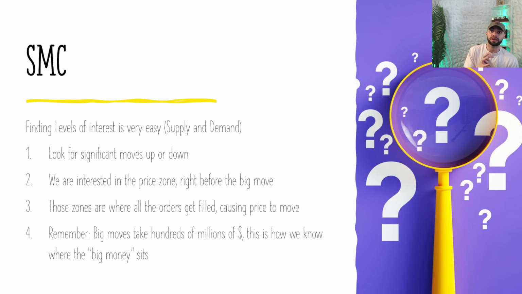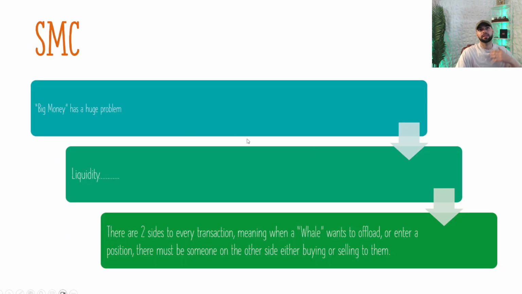So we're interested in the price zone right before the significant moves. Basically, these are my supply and demand zones, right? These zones are where all the orders get filled, causing price to have that explosive reaction. So remember, big moves take a lot of money. So that's how we know where the big money sits, is when the big move happens.